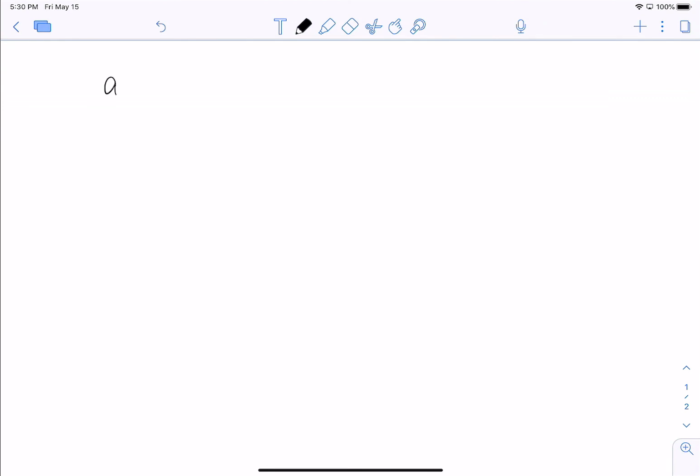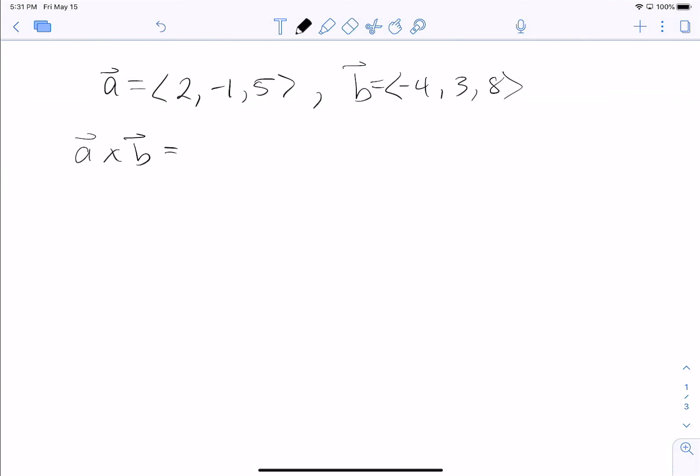Let's jump to a quick example here. If a is the vector 2, -1, 5, and b is the vector -4, 3, 8, then we can find a cross b by doing what we just said. The first row of the determinant is i, j, k. The second row is 2, -1, 5. The third row is -4, 3, 8.